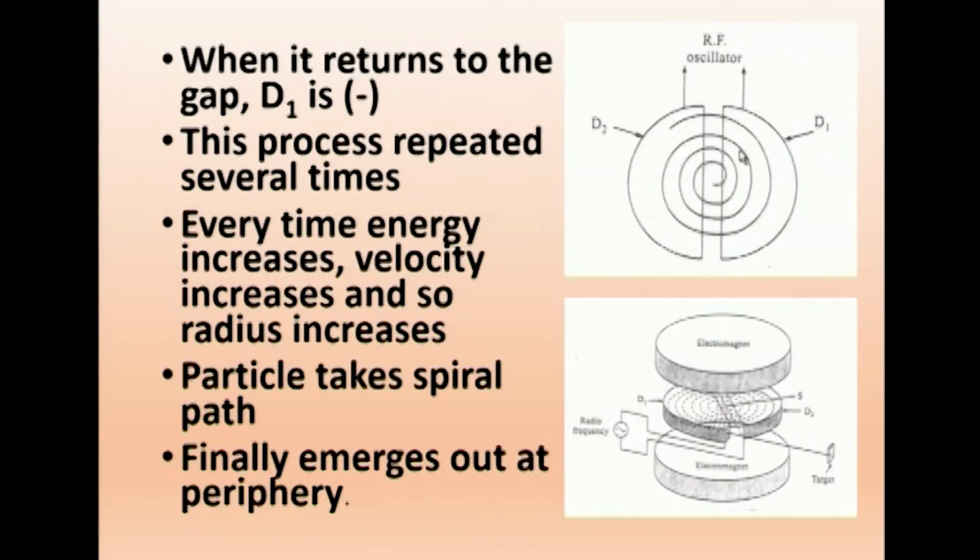After that it can't go further. At the end periphery it comes out. Maybe there is a hole. It comes out and it can hit the target. That's what we have shown here. So it makes a circle, and at the end, at the periphery, it comes out and hits the target.